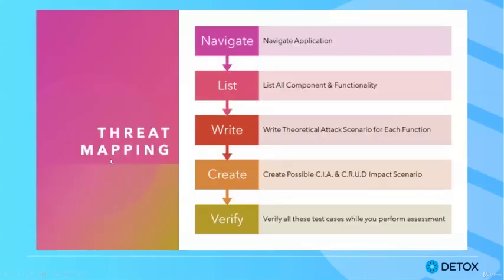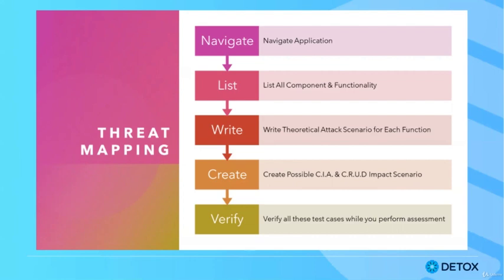Now, since we already had a quick idea of what threat mapping is, let me again quickly tell you what threat mapping is all about. When you do threat mapping, the first step is to quickly navigate the application, navigate all the components, and completely navigate each and every functionality. From there, you will get to know that, okay, the application has, let's say, 10 functionalities and there are various 20 functions and all. List down all those functionalities.